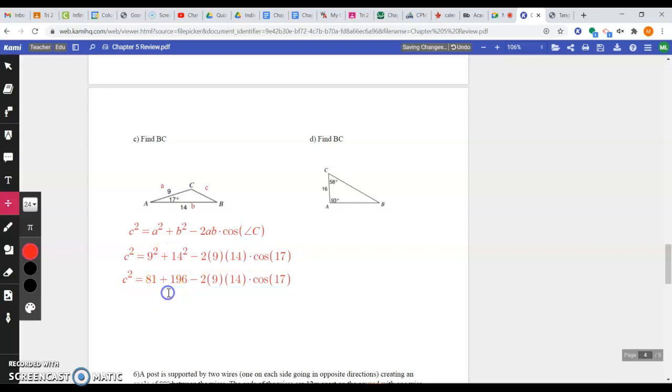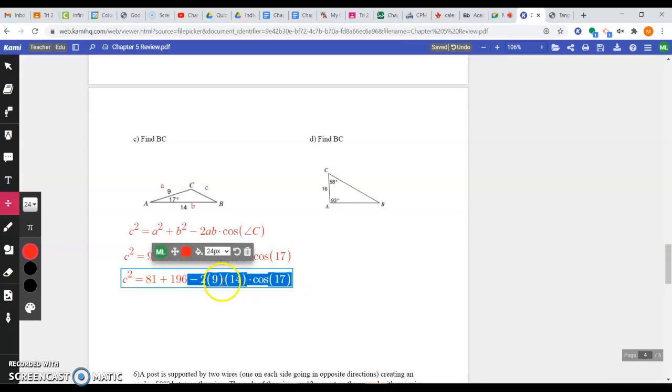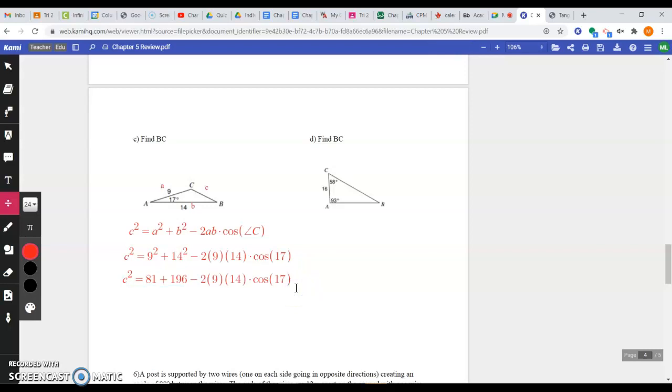Now, in the next part, what I'm going to do is do this entire multiplication. I'm going to do negative 2 times 9 times 14 times the cosine of 17. Since I'm carrying the minus sign with me, whatever I get, if it's a positive answer, it's going to switch to addition. If it's a negative answer, it's going to still be subtraction. So by doing the multiplication, negative 2 times 9 times 14 times the cosine of 17, I got negative 240.99 if I round it. And since it was a negative answer, it's going to stay negative.